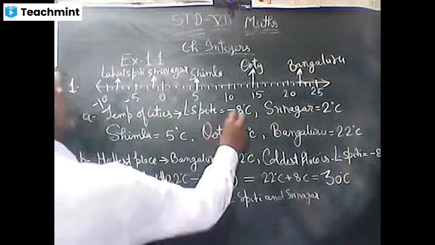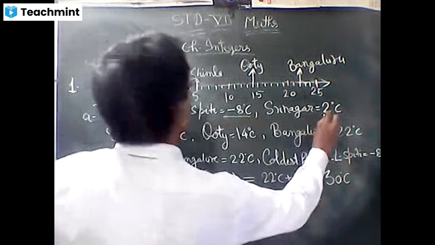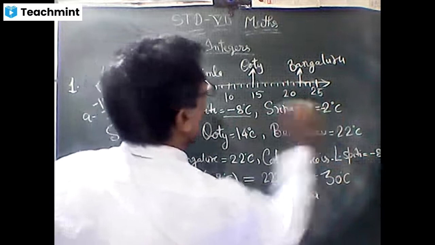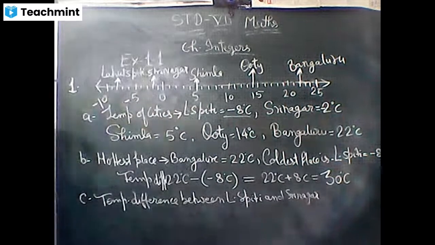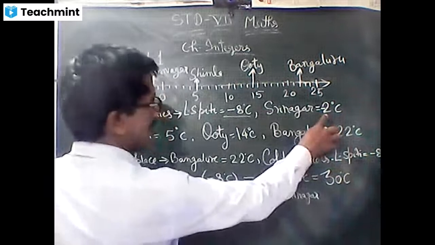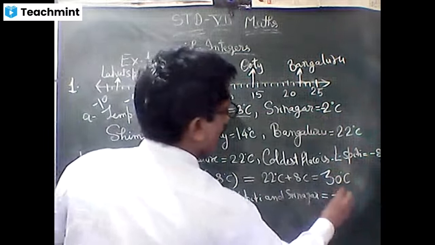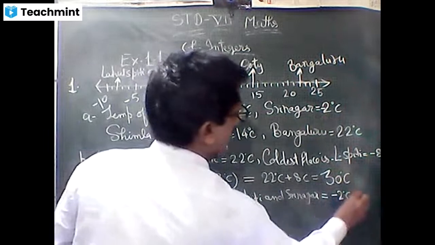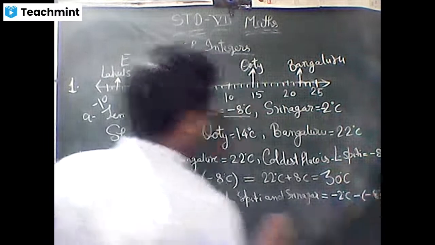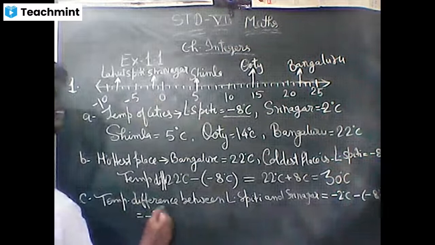Lahul Spiti temperature is -8 degrees centigrade and Srinagar is -2 degrees centigrade. This is our highest temperature and it is our lowest temperature. So -2 degree centigrade minus -8 degree centigrade. And then we have to solve it.